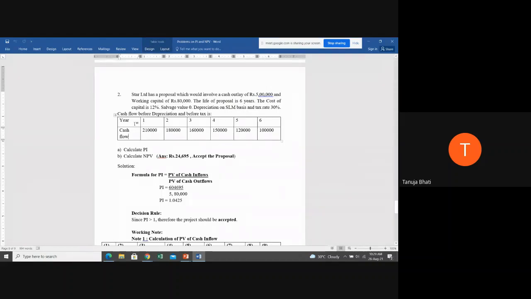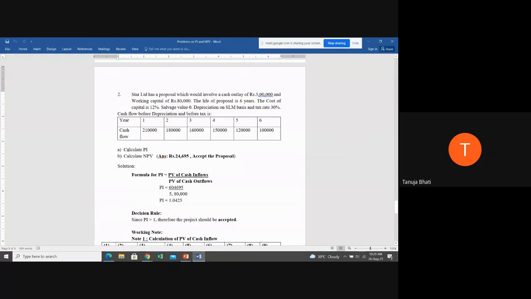Okay, so for year 1 to 6, the cash flows are given as 2 lakh 10, 1 lakh 80, 1 lakh 60, 1 lakh 50, 1 lakh 20, and 1 lakh respectively. They are telling us to calculate PI and they are telling us to calculate NPV. PI calculation I have shown, NPV calculation you have to tell me. Okay. Now let us solve.